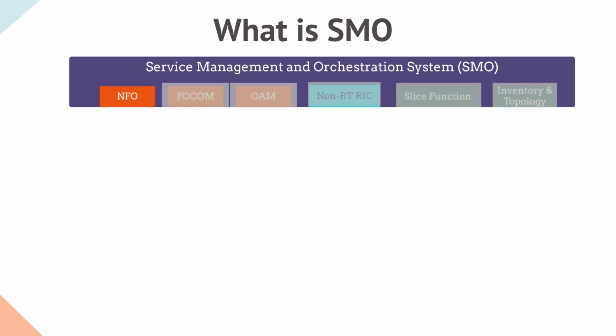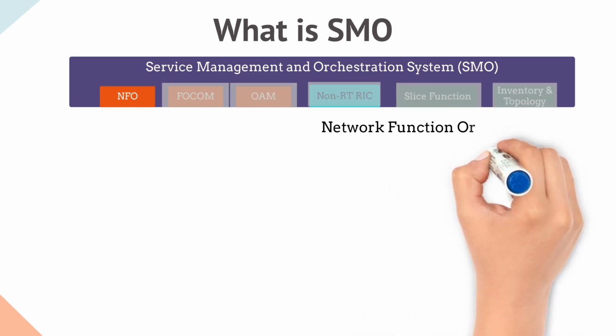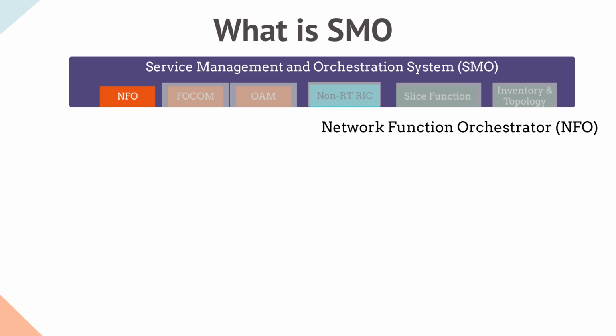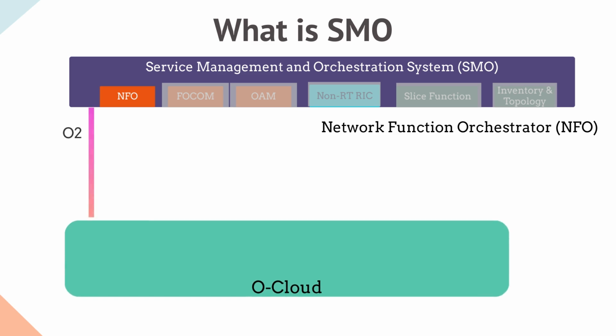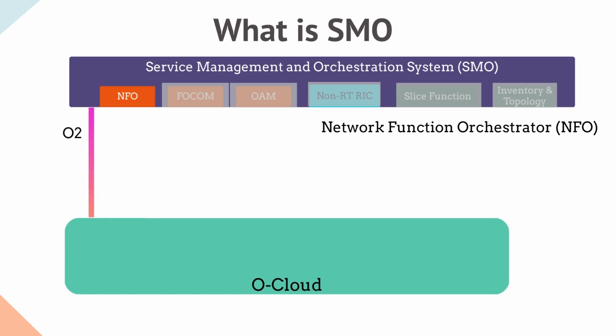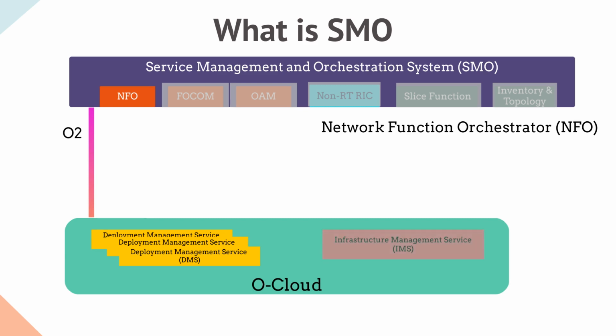We will start with NFO. The NFO is responsible for the orchestration of the cloud resources. To understand NFO functionality in detail, let's first have a quick look at the cloud and the O2 interface between SMO and cloud. The cloud consists of multiple deployment management services, or DMS, and a single infrastructure management service, or simply IMS.